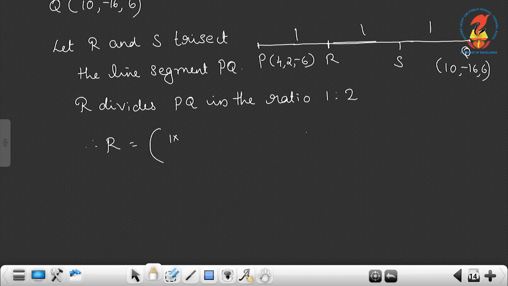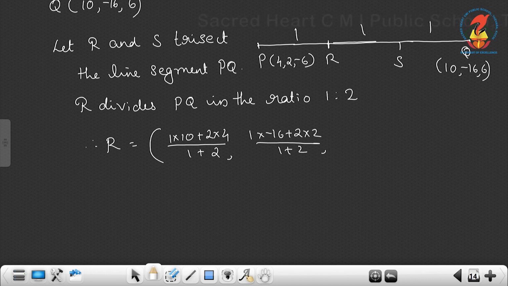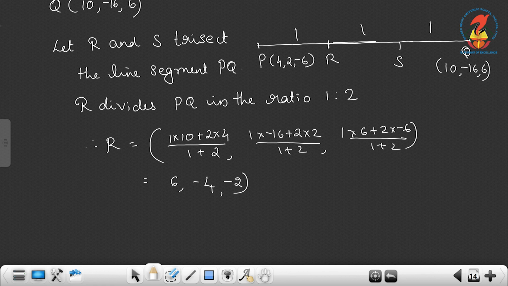1 into 10 plus 2 into 4 by 1 plus 2. Then 1 into minus 16 plus 2 into 2 by 1 plus 2. Then 1 into 6 plus 2 into minus 6 by 1 plus 2. So what about the coordinates? 10 plus 8, 18 by 3, 6. Minus 16 plus 4, minus 12. Minus 12 by 3, minus 4. 6 minus 12 is minus 6 by 3, minus 2.